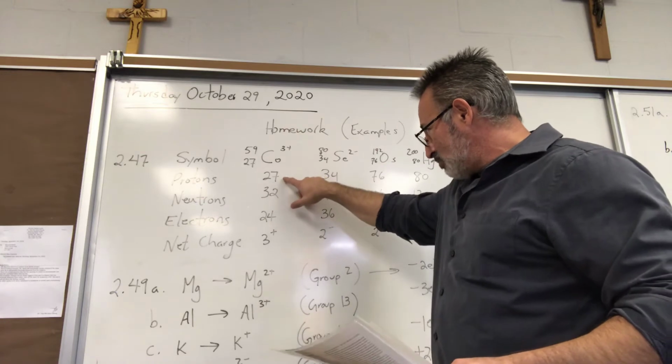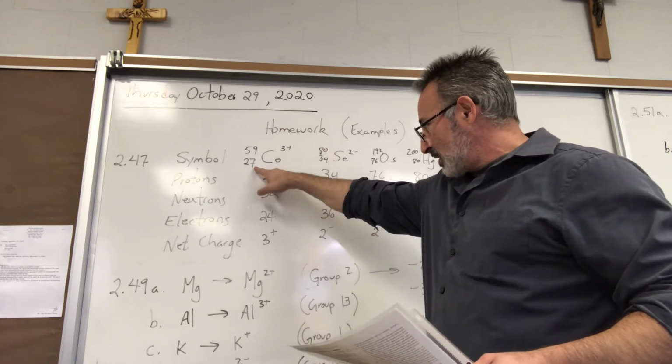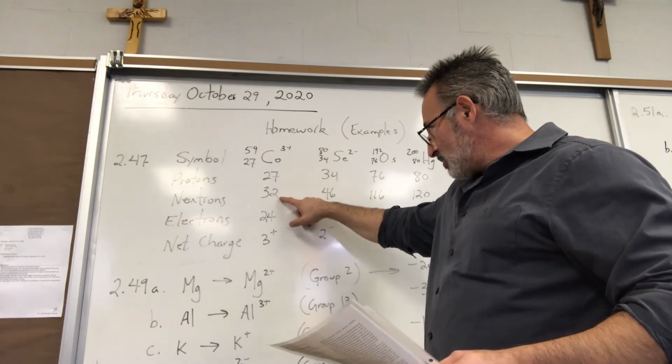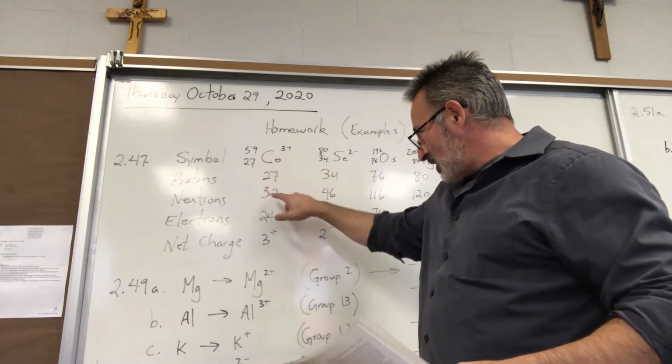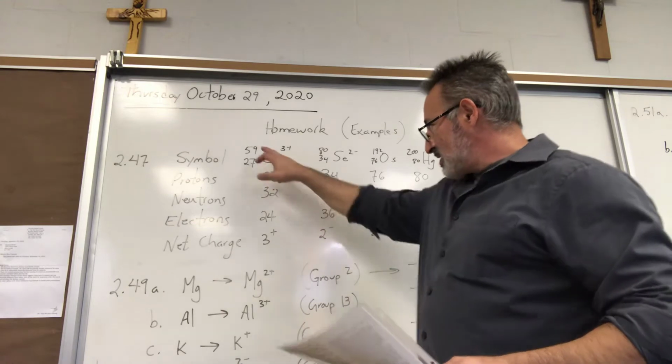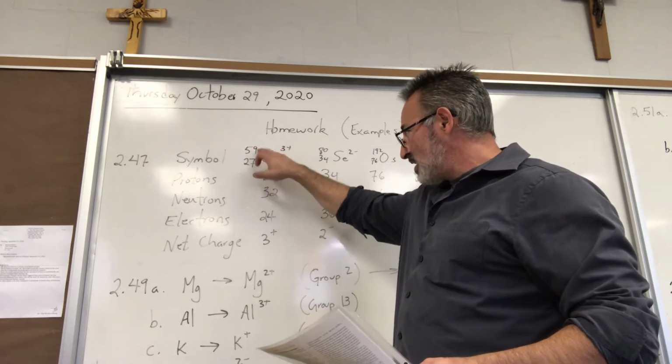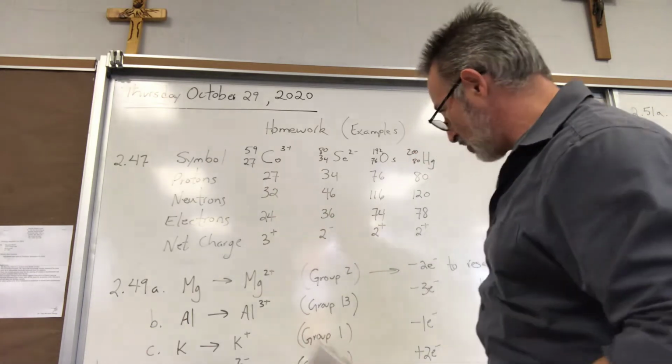It tells you you have 27 protons, because that's what the atomic number tells you. How do you get 32 neutrons? Well, you subtract 27 from 59, and that's what you get, because the mass number is protons plus neutrons. So if you subtract the protons, you're left with the neutrons. That's how you get that number 32.